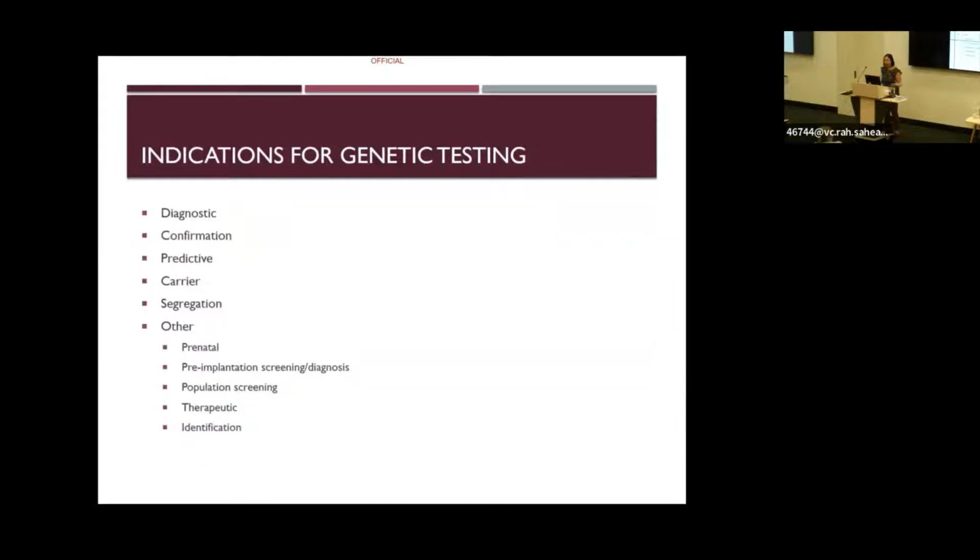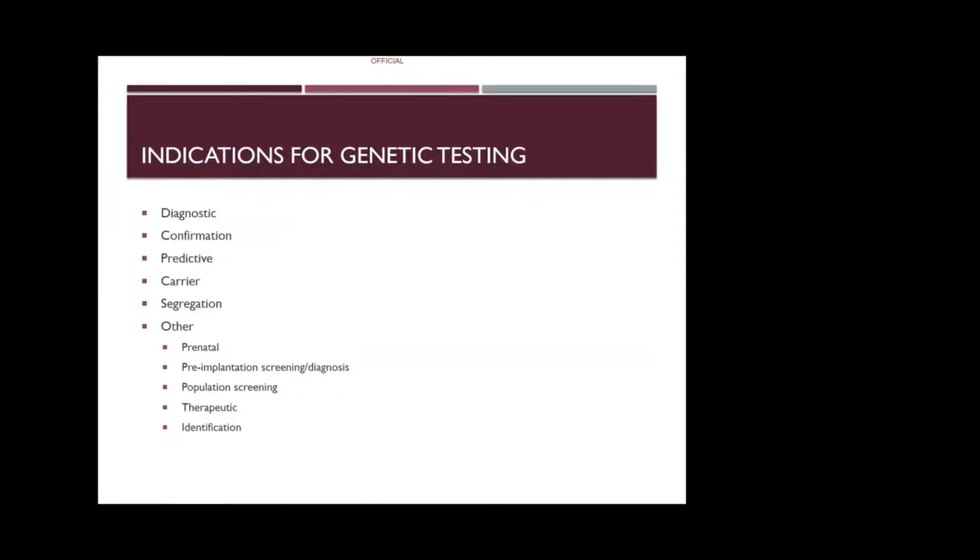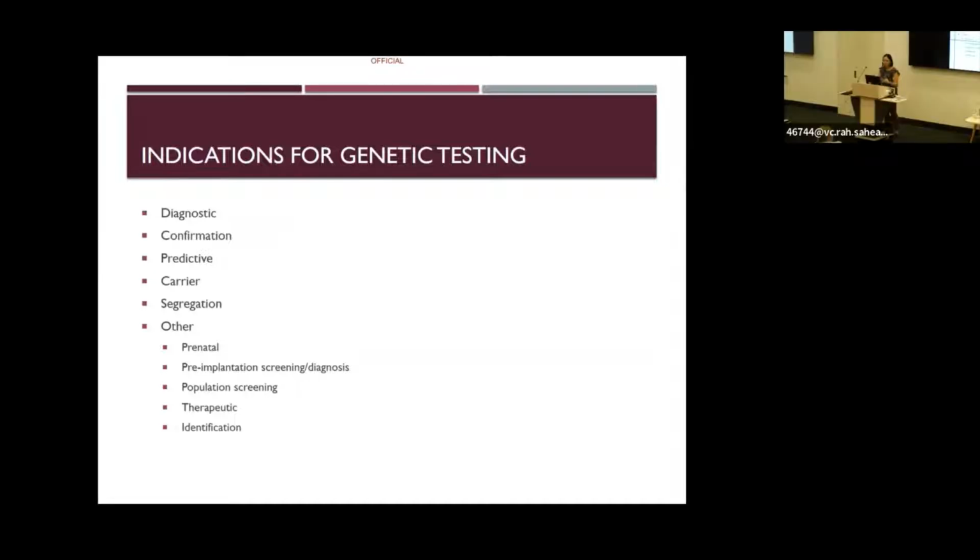So in terms of indications for genetic testing, there's quite a few. So we've got diagnostic, confirmation, predictive, carrier, and segregation. Then there's a bunch of other really subspecialized indications, which we won't talk about today. So prenatal, population screening and so on and so forth, but we'll save those for another time.